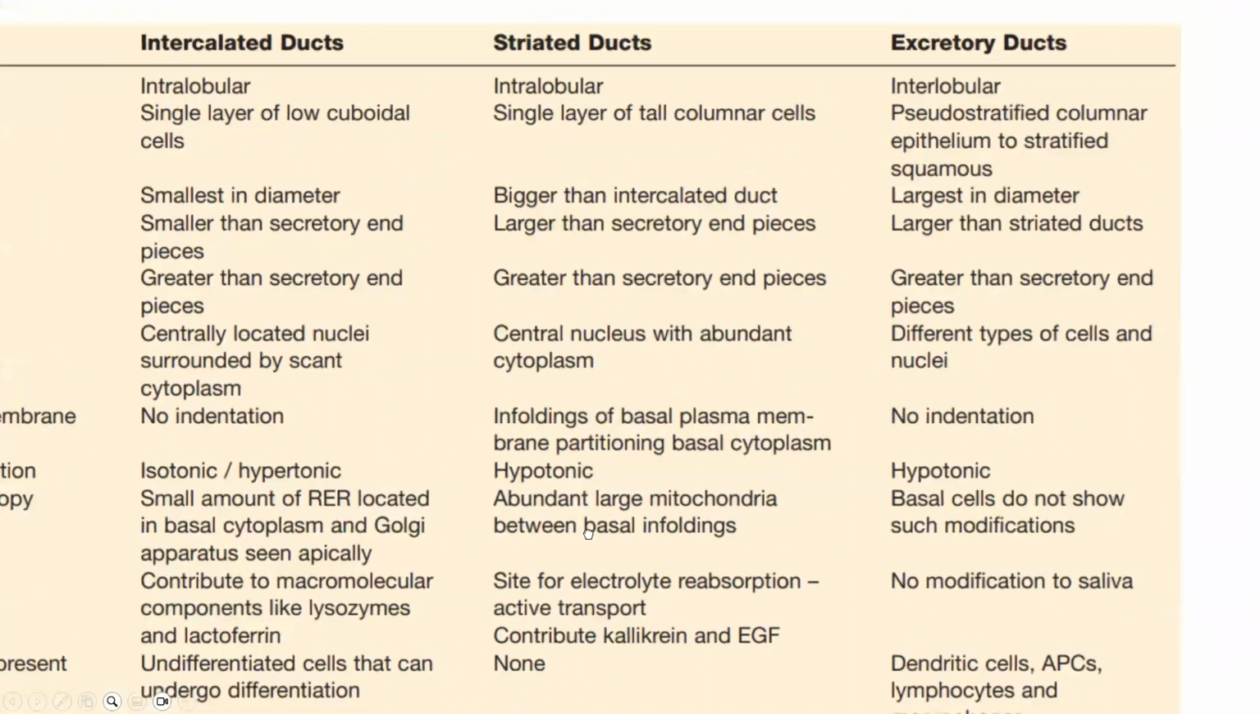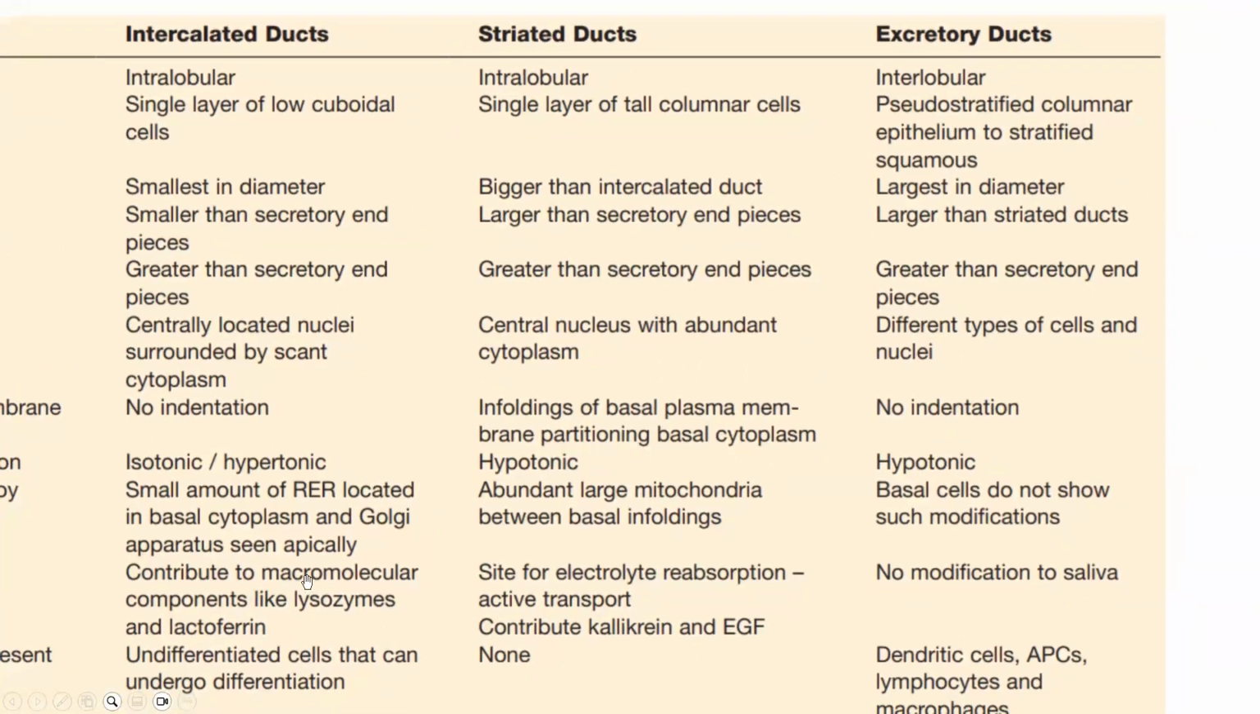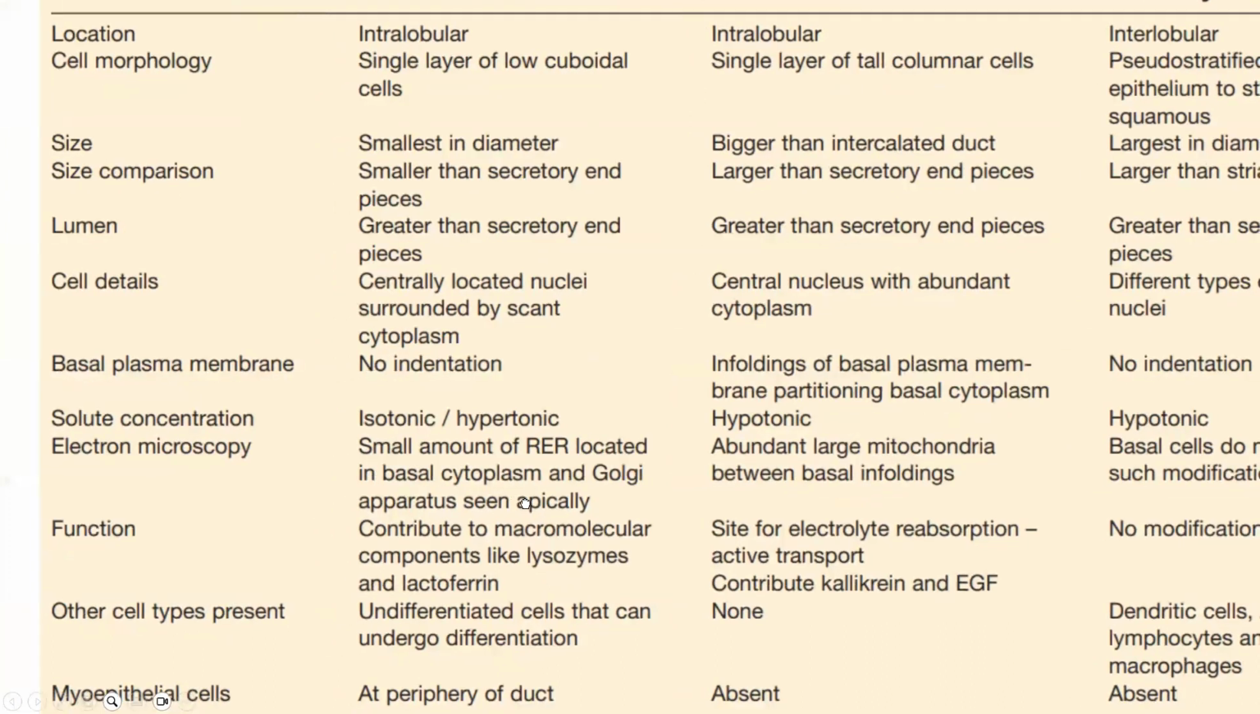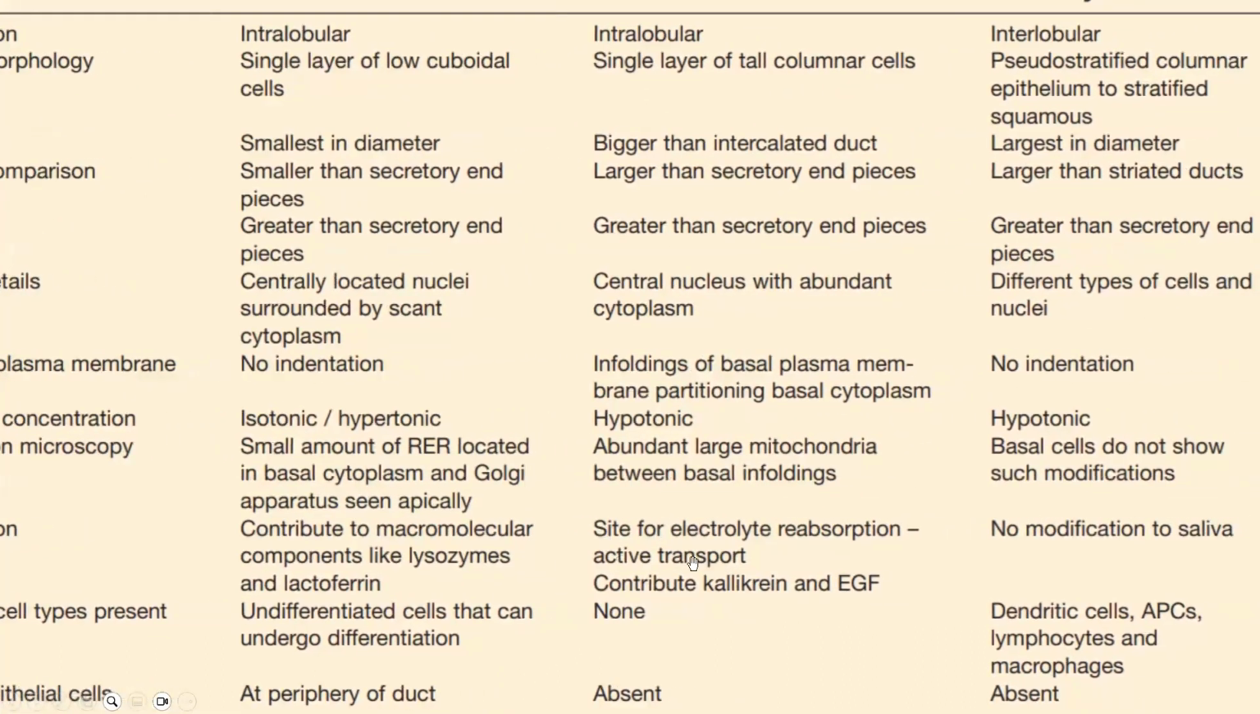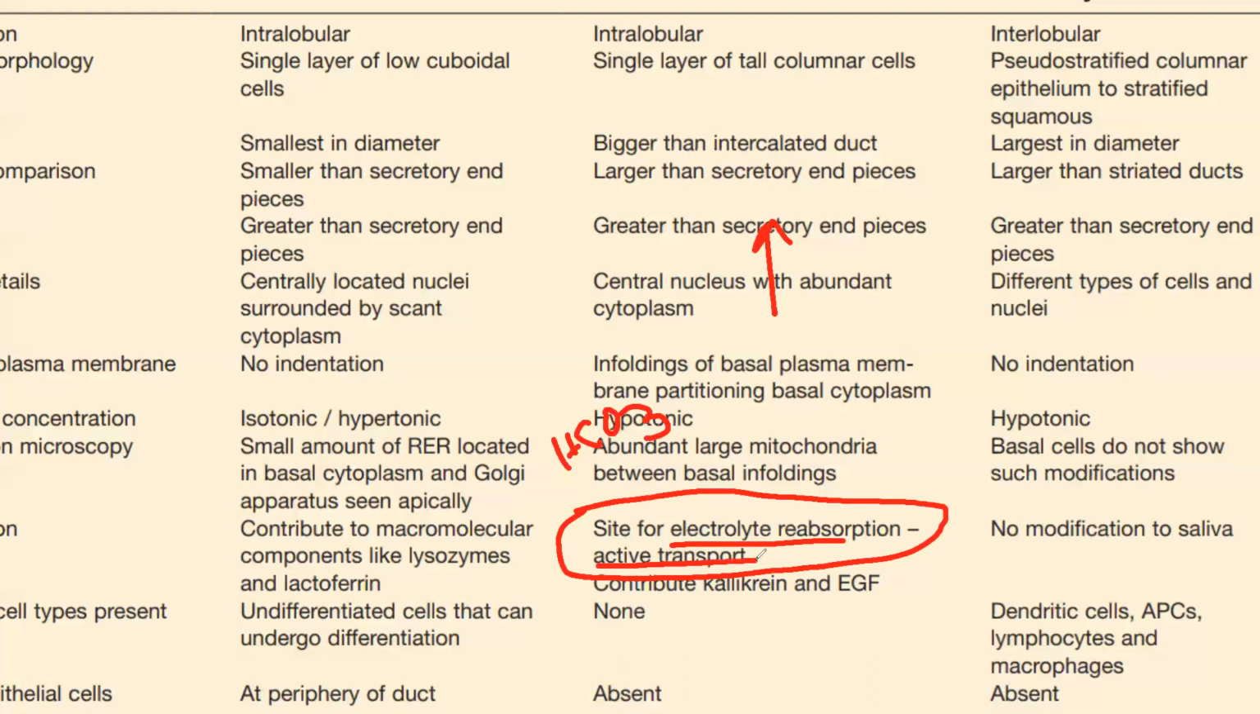The striated ducts are the site for electrolyte reabsorption and active transport. Usually a question comes on where the bicarbonate is going to be added into the saliva. Striated: site for electrolyte reabsorption and active transport. Remember this thing: bicarbonate ions are going to be added to the saliva in the striated ducts.